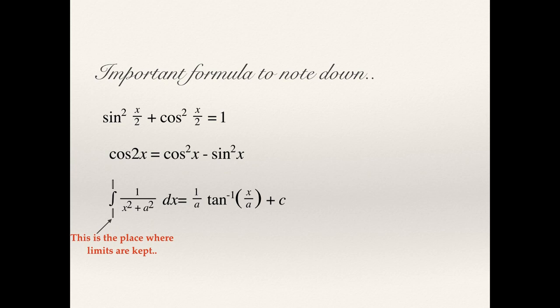The third formula is of integral calculus. It states that the integral from 0 to some limit of 1 by x squared plus a squared dx will give you 1 by a arc tangent of x by a plus c. What do I mean by arc tangent? Arc tangent is another way to speak of the inverse of tangent. So if I ever say arc tangent, always keep in mind that it's the inverse of tangent. So let's go through.